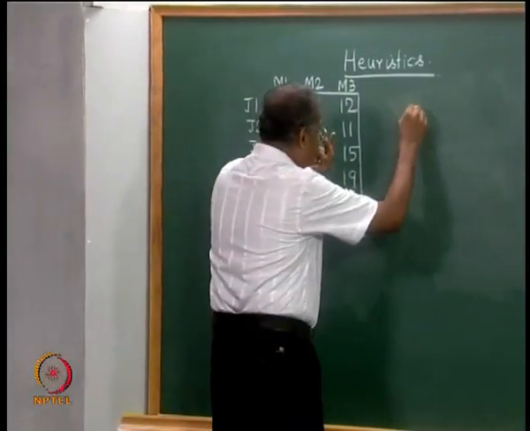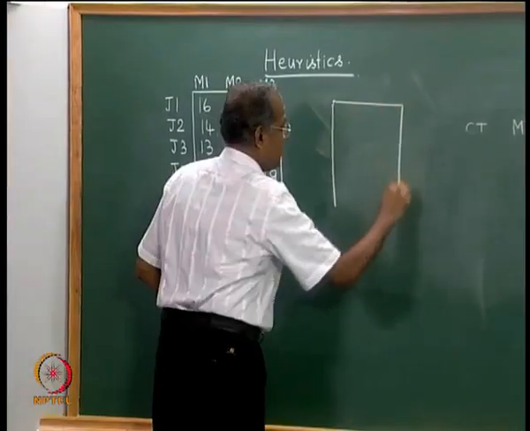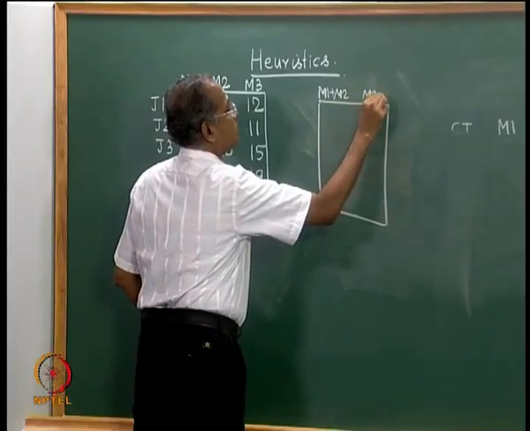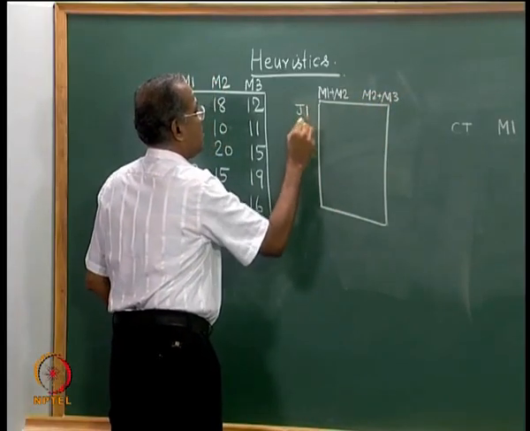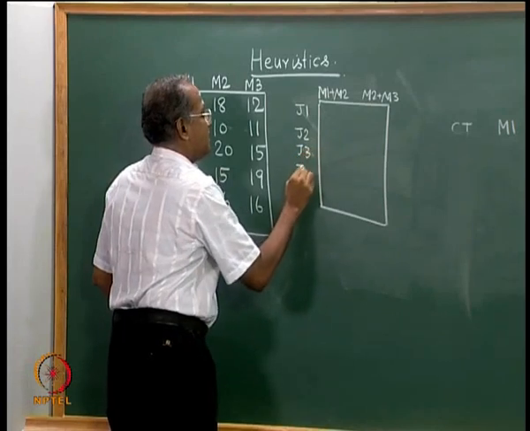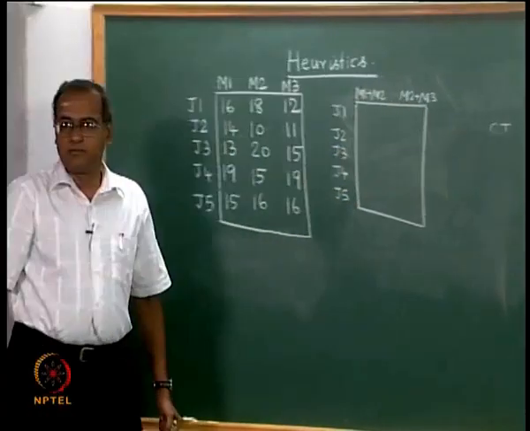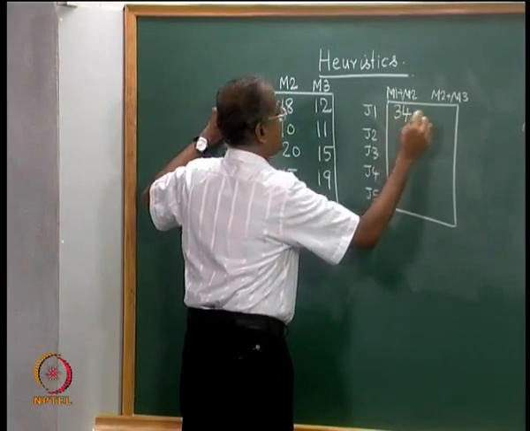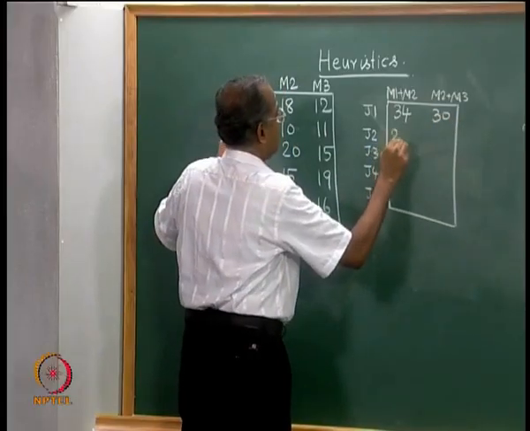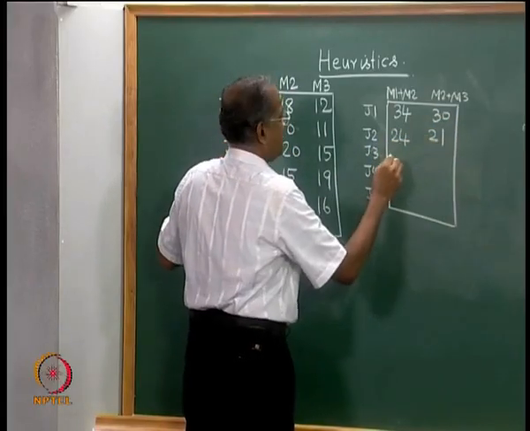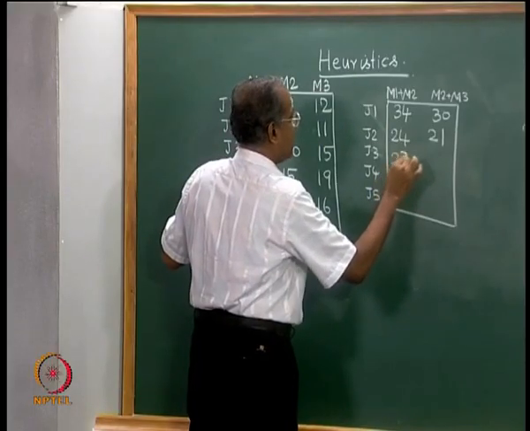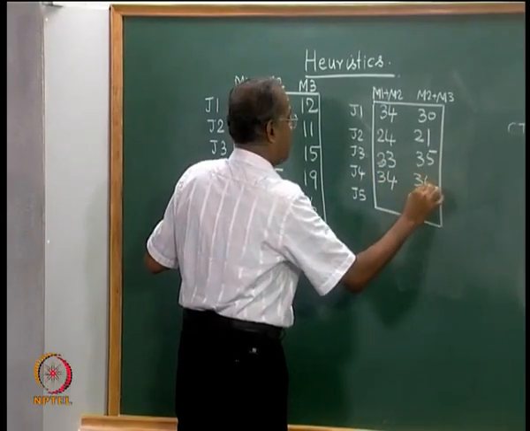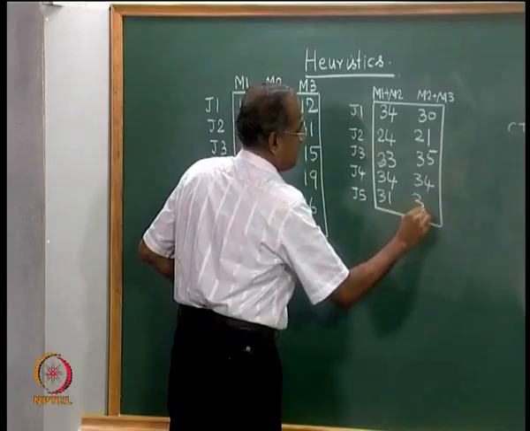So let us now create an equivalent 2 machine Johnson problem by adding. This becomes M1 plus M2, this becomes M2 plus M3, for J1, J2, J3, J4 and J5. So this becomes 34, 18 plus 16, 18 plus 12, 30, 24, 21, 33 and 35, 34, 34 and 31, 32.